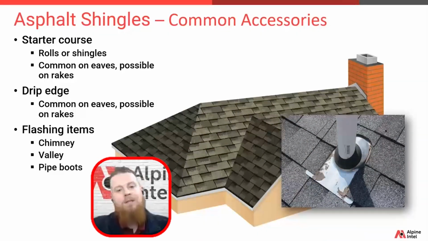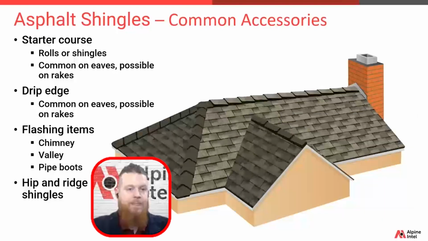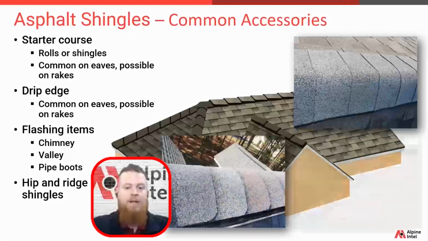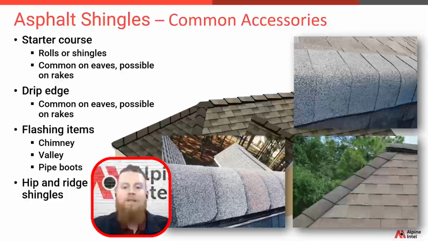Pipe boots and other kinds of vents can be found on a typical roof. They're going to come in all shapes and sizes, but this one is one of the most common. And then we've got hip and ridge shingles, which are also common. Now they can be cut up 3 tabs like you see here on the upper right photo, or a specifically built hip and ridge shingle like you see in the bottom left, or maybe even a higher profile multi-layer product like you see in the bottom right.